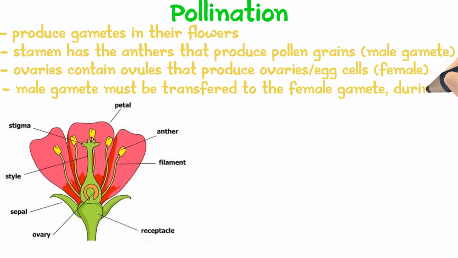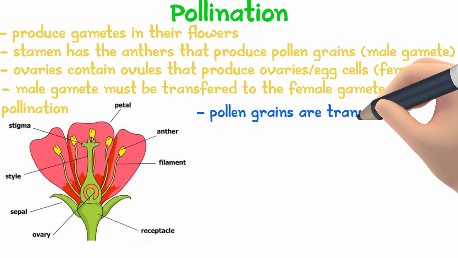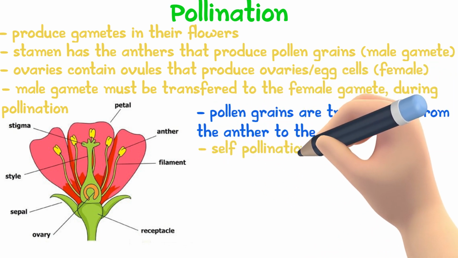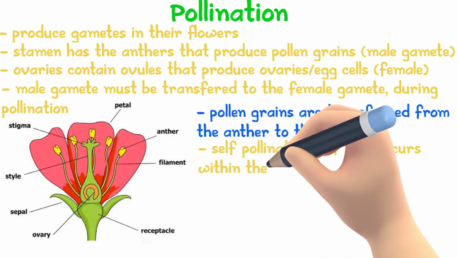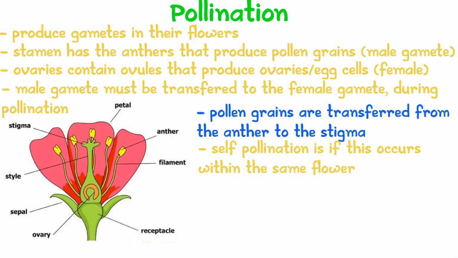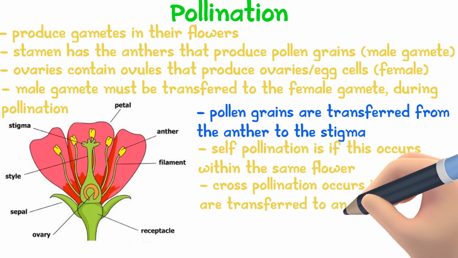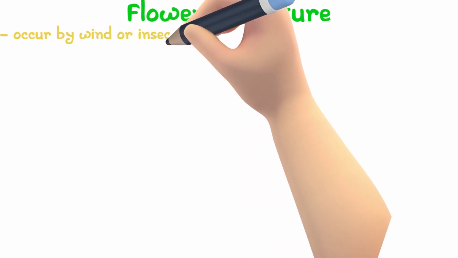That happens during pollination. During pollination, pollen grains are transferred from the anther to the stigma. Self-pollination takes place if this occurs within the same flower. That is, if the pollen travels from the anther of one flower to the stigma of the same flower. Cross-pollination occurs if the grains are transferred to a different flower. Pollination could occur by wind or insects.